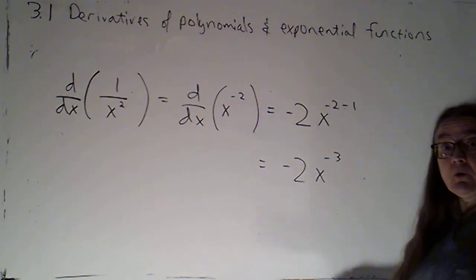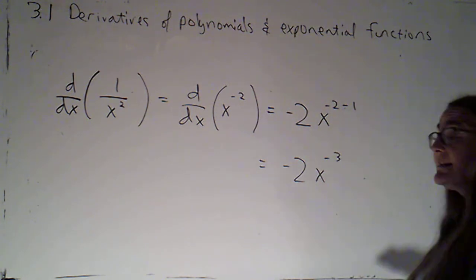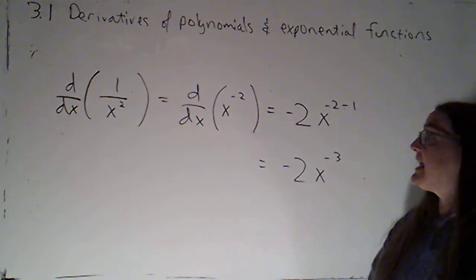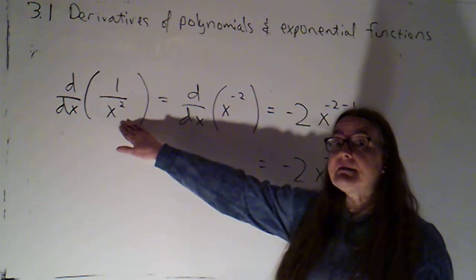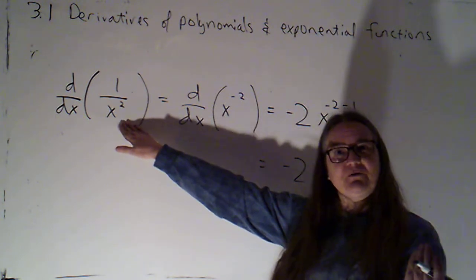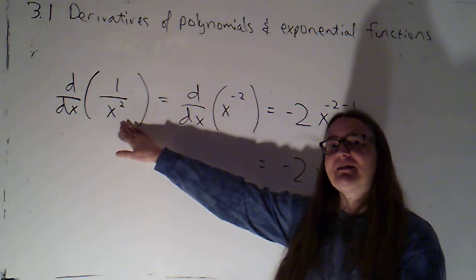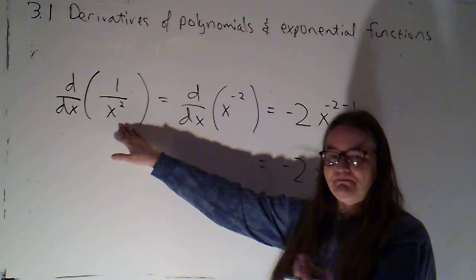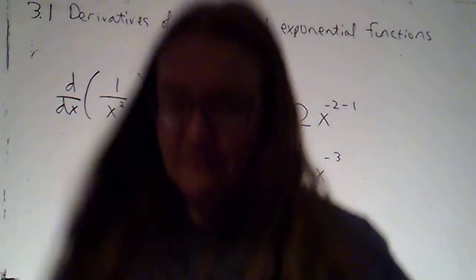So the power rule is going to allow us to take derivatives of roots, and it's going to allow us to take derivatives of reciprocals of powers, because roots correspond to fractional exponents and reciprocals correspond to negative exponents.